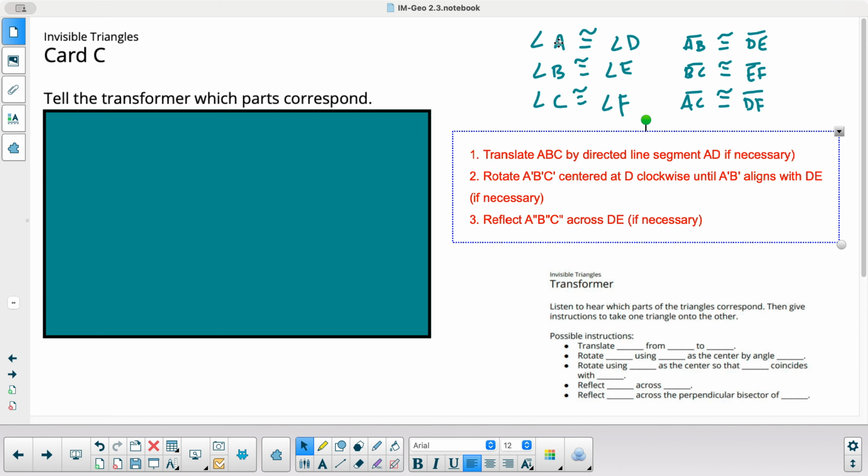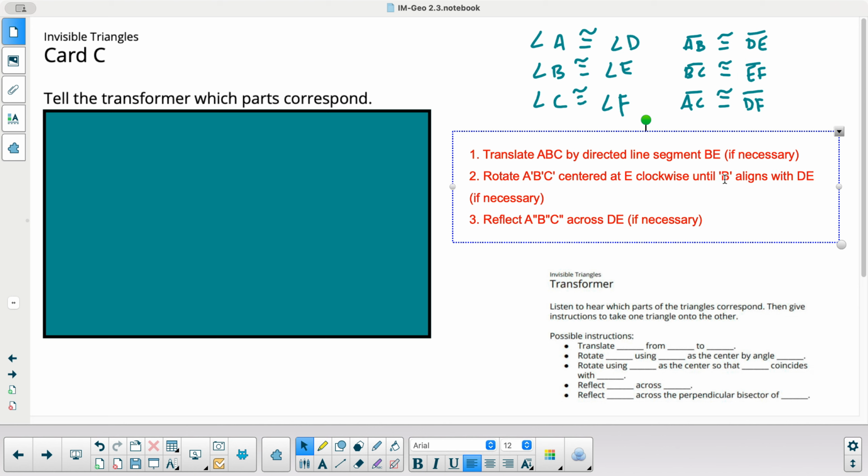So A corresponds to D, so I can take A to D, or let's do B to E. So by directed line segment BE. Now I've got B and E aligned. So we're going to rotate that centered at E this time until, let's see here, we know that B and E are aligned, so we need one of the sides with B and E. So we'll say until either one of these, BC or EF, align.